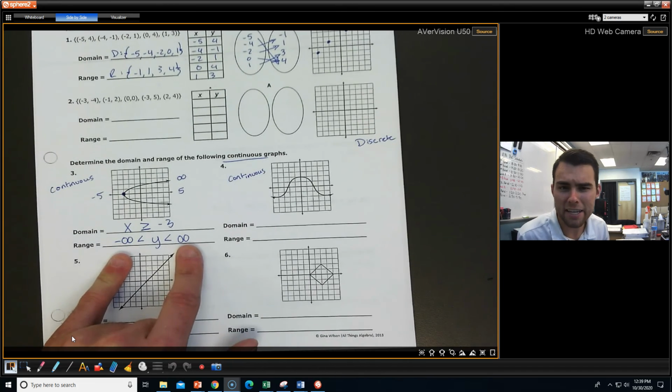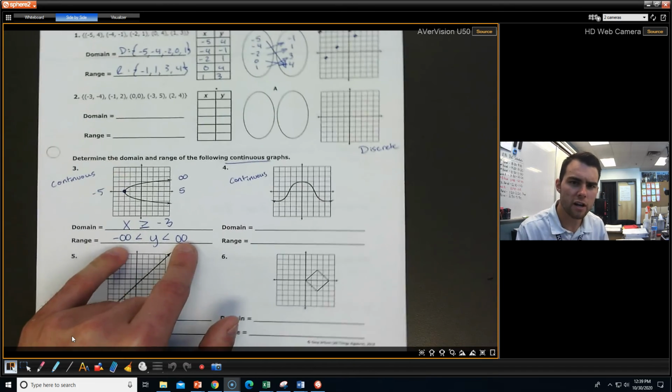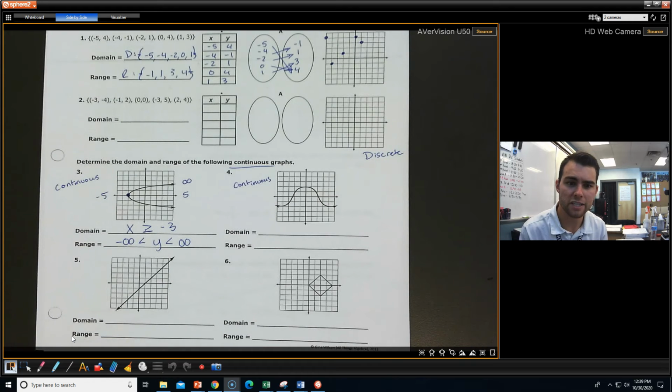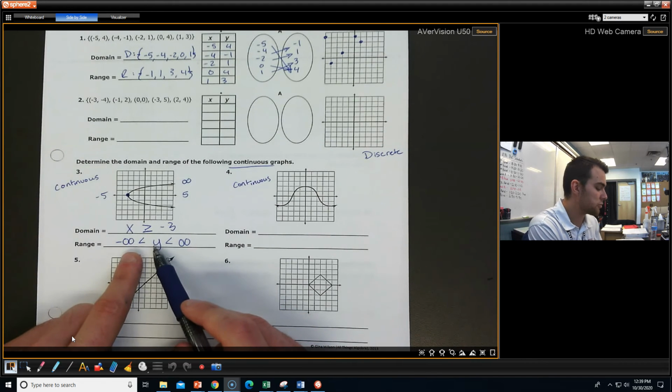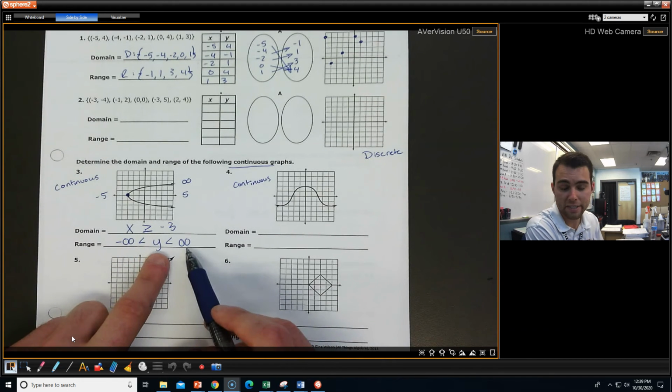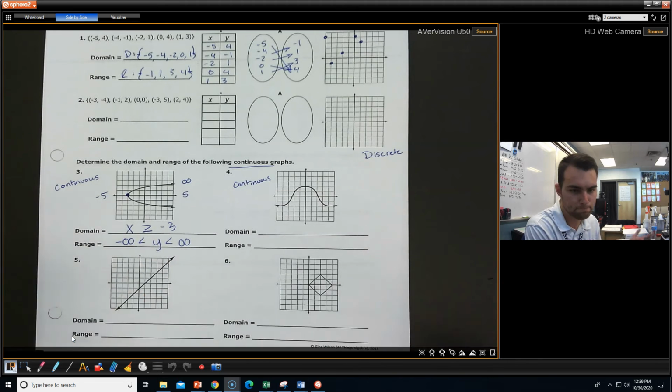And can I include infinity? I want you to talk to a partner for a second and discuss, can we include infinity just like we did with the negative 3? And go ahead. All right, we're back. Turns out you can't. Infinity will never reach it. It's just kind of this concept, so you have to leave it as y is greater than negative infinity and less than positive infinity. Okay? That's all we have to work with.